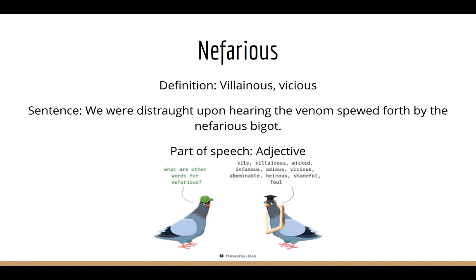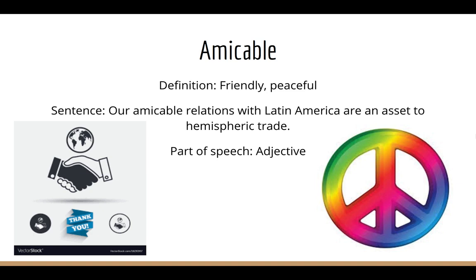Our next word is amicable. Amicable means friendly and peaceful. A sentence for amicable is, our amicable relations with Latin America are an asset to hemispheric trade. I hope you guys remember asset. Yes, asset is like gold or silver or your cash or anything that has value.